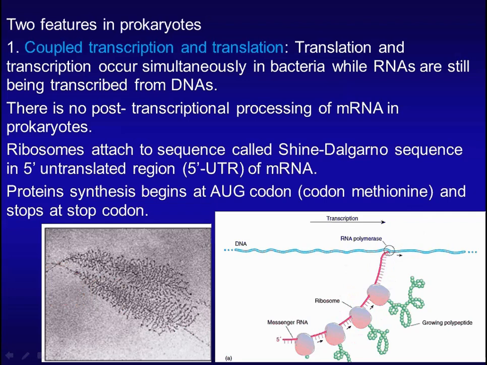Here is the transcription start. Here is where transcription ends. At the beginning, the transcript is short with fewer ribosomes bound to it. The band is very narrow. When it gets closer to the end, the transcript gets longer with more ribosomes bound to it. The band is wider.